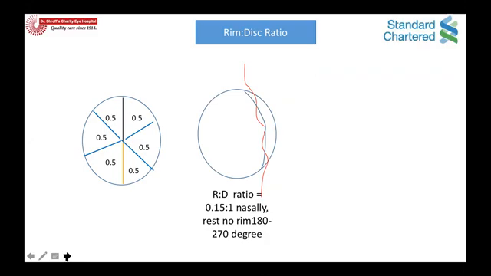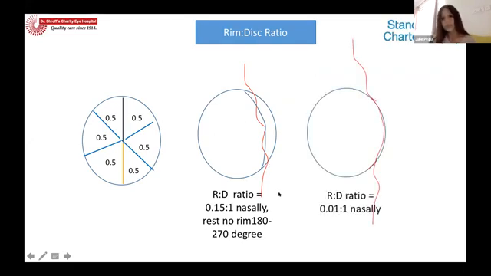Suppose this is the optic nerve. The cup disc ratio is 1:1, but it is best to tell it in terms of rim disc ratio. So if I have to describe this disc, I can say that the rim disc ratio is 0.15:1, which is present nasally, and in the rest of the quadrants there's no rim.